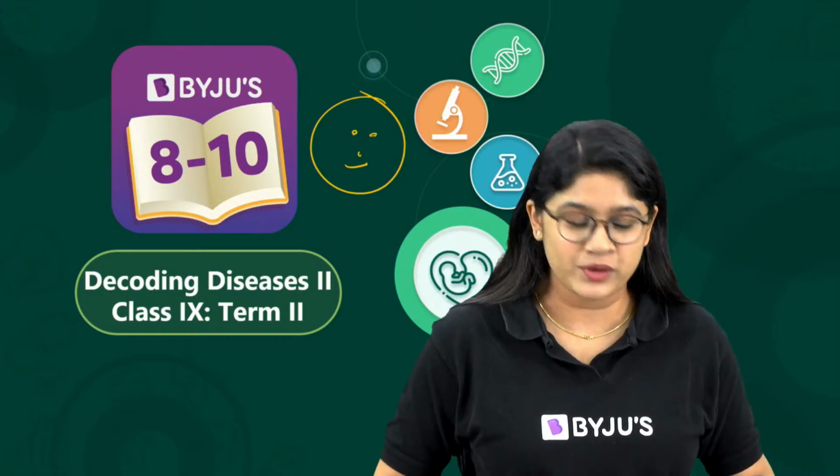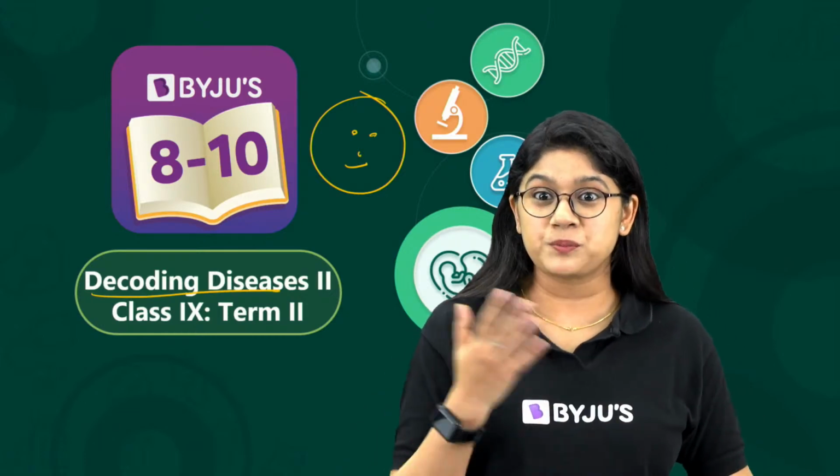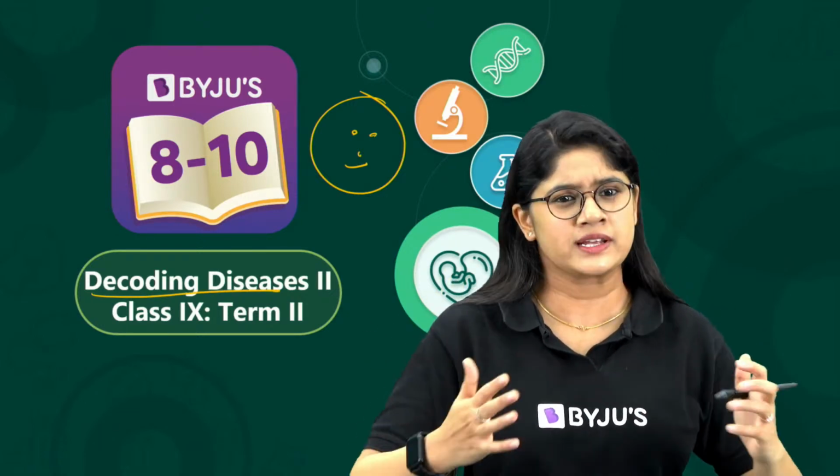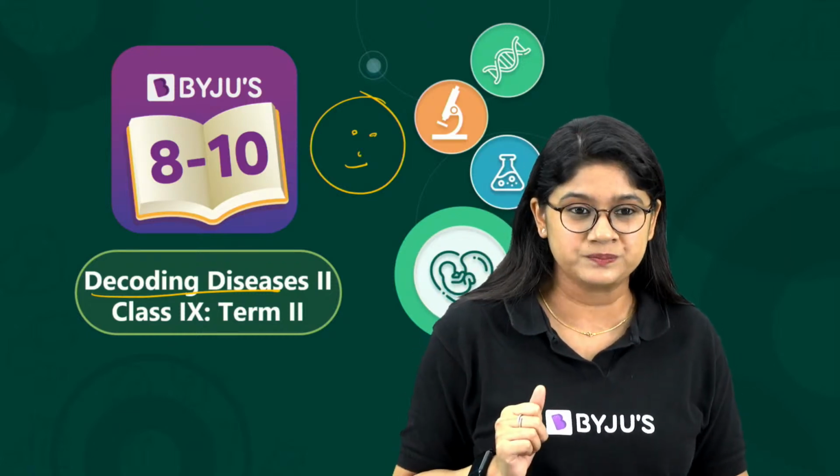And let's start, right? So we have decoding diseases. It's part 2 of our class. In the previous class, we learned actually a lot of things. So first of all, we'll be quickly recapping those things and we'll be moving ahead, right?